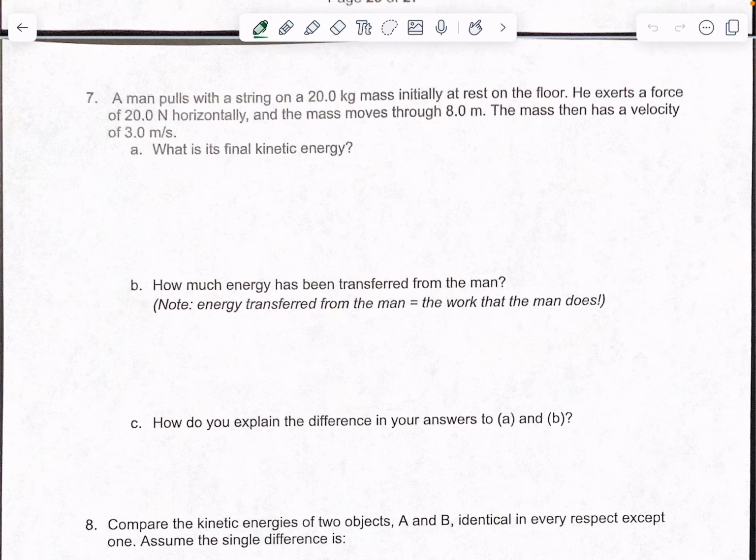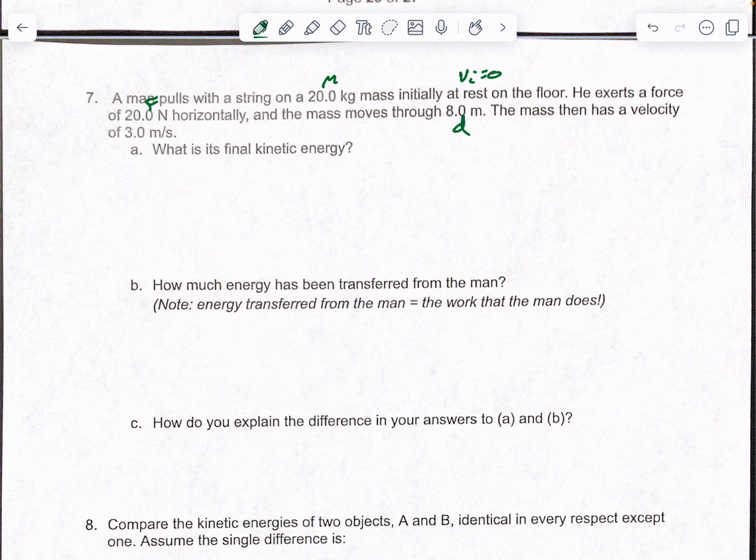All right, this video is going to go over pages 24 through 26 in your working energy packet. So we have number 7, a man pulls with a string on a 20 kilogram mass. So there's your mass initially at rest. So that means your VI is 0 on the floor. He exerts a force of 20 newtons. So there's your force. Okay, horizontally, and the mass moves through 8 meters.